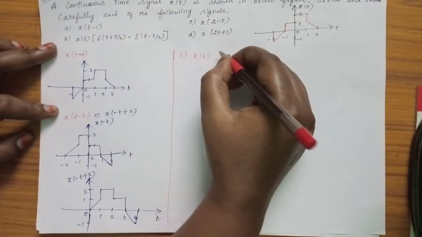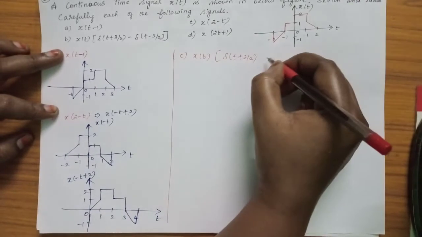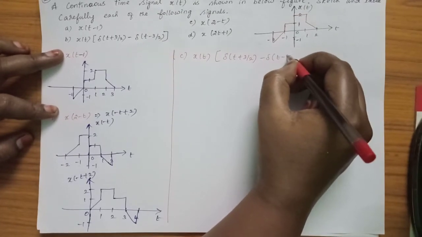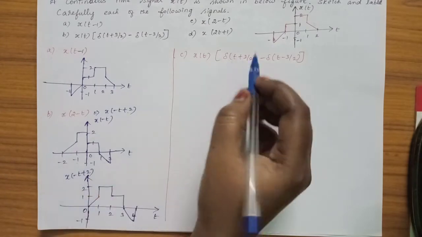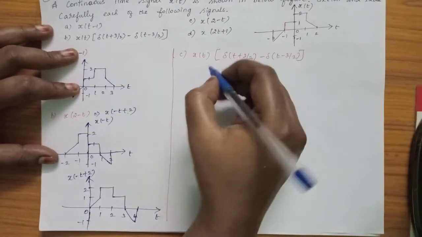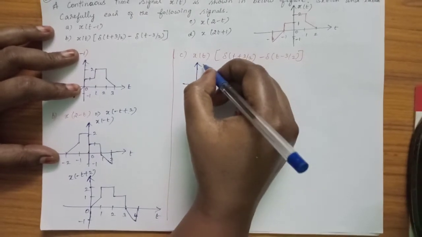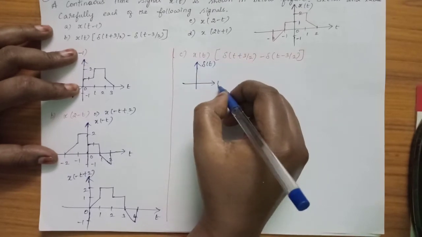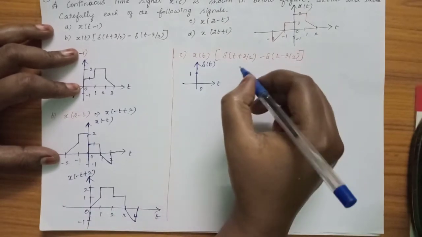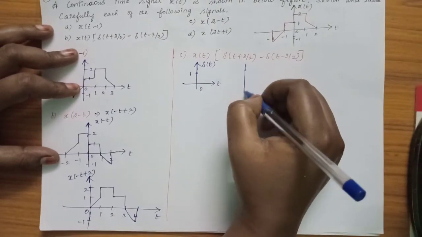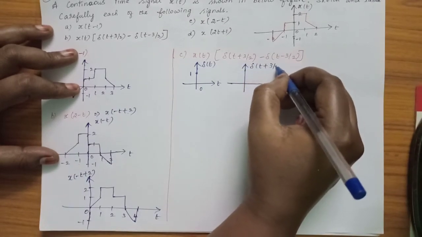x of t into del of t plus 3 by 2 minus del of t minus 3 by 2. Okay, so we know that del of t is the unit impulse. So we can draw del of t like this, and at 0 its value is 1. From del of t we can draw del of t plus 3 by 2.